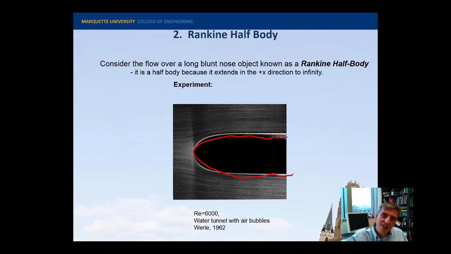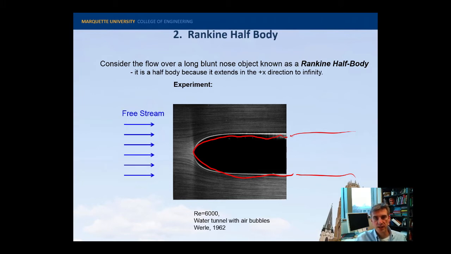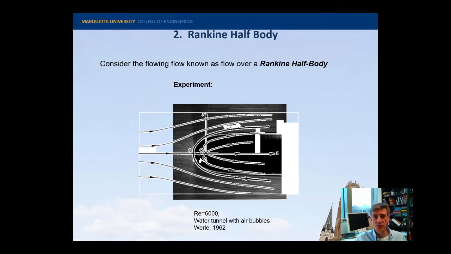The Rankine half body extends out to infinity. So that's why it's known as a half body, right? Because we're assuming that the body extends out to infinity in the positive x direction. We superimpose the free stream and a point source in order to construct the Rankine half body. The resulting solution, the streamlines, would look something like this.